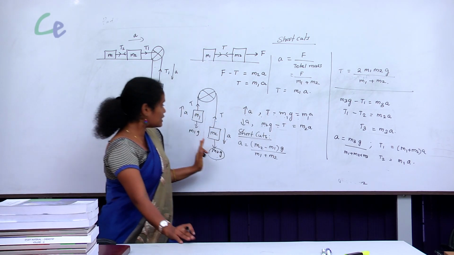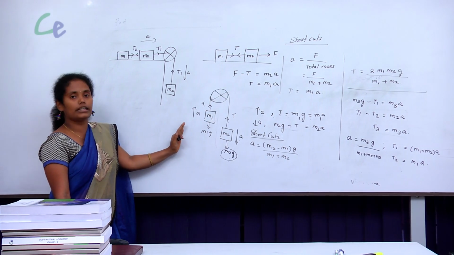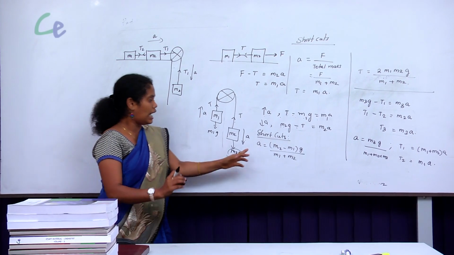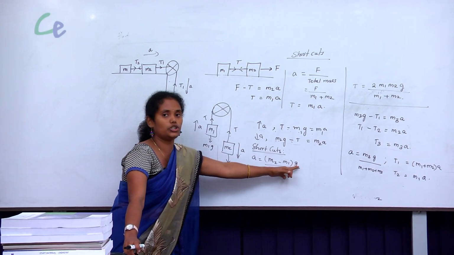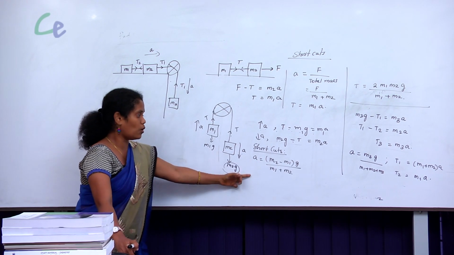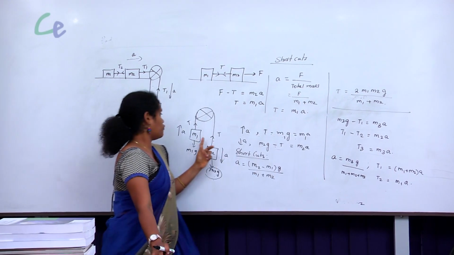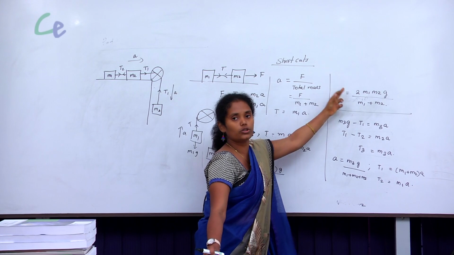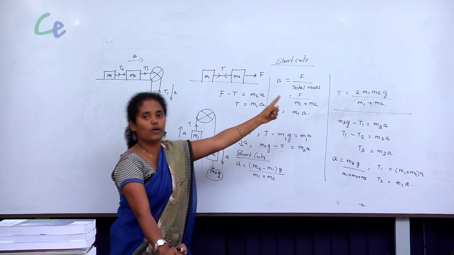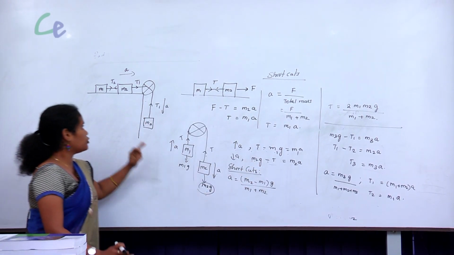Next, similar to the horizontal surface case, we have shortcuts for pulley-related problems. The shortcut is: acceleration is always the difference of the masses multiplied by acceleration due to gravity, divided by total mass. Always, in the denominator we get total mass. And in terms of tension, as it is suspended on two sides, tension T is equal to twice the product of the masses multiplied by acceleration due to gravity, divided by total mass. Now, we are getting into the next problem.